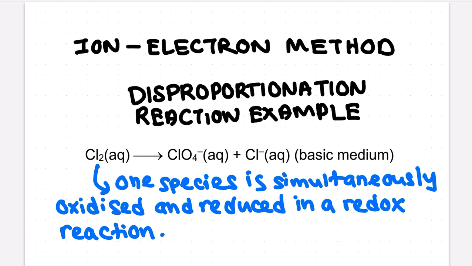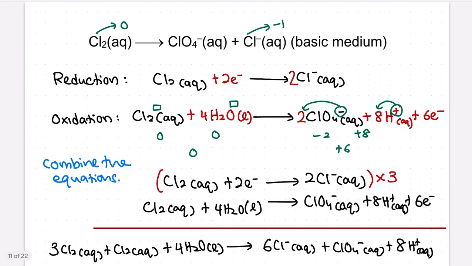Okay, we are going to use the ion-electron method since it's the redox reaction. And the example I have given here is actually a disproportionation reaction. So what do I mean by disproportionation reaction? Is that a single species is simultaneously oxidized as well as reduced, as you can see over here. So there's nothing to be worried when you see questions like this because it does exist, whereby a single species can be oxidized or reduced. Okay, so let's have a look at how do we solve this in the basic medium.